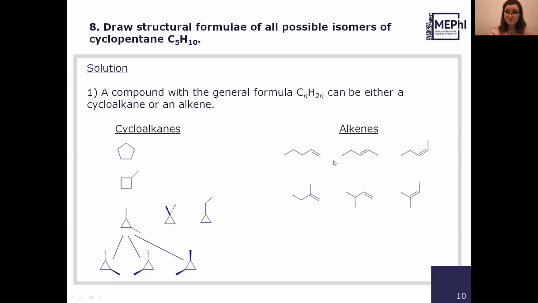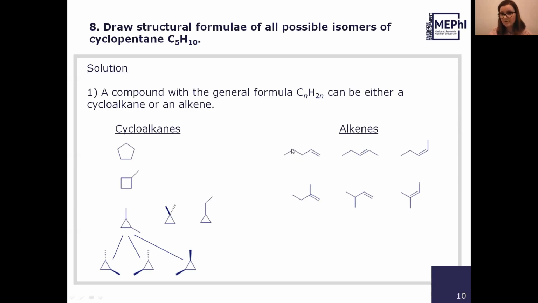Now let's go to alkenes. Well, again, we have to structurize our answers somehow. And first we write all the structures with 5 carbon atoms in the chain. And here in the second line, we write the structures with 4 carbon atoms in the chain.